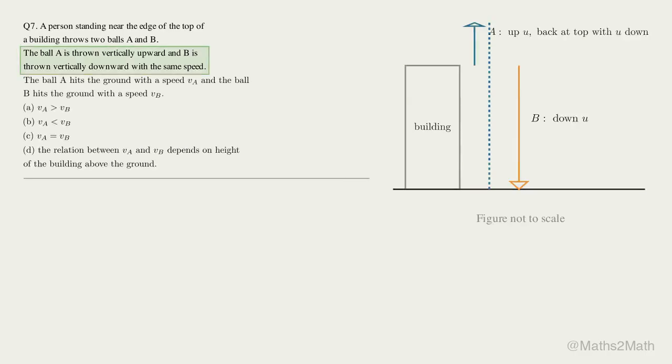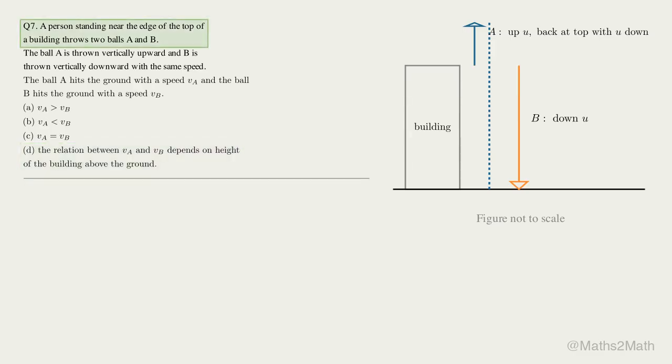Question 7. From the top of a building, ball A is thrown vertically upward and ball B vertically downward with the same speed. A hits the ground at speed vA and B at speed vB. Option A, vA is greater than vB. Option B, vA is less than vB. Option C, vA equals vB. Or option D, the relation depends on the height of the building.